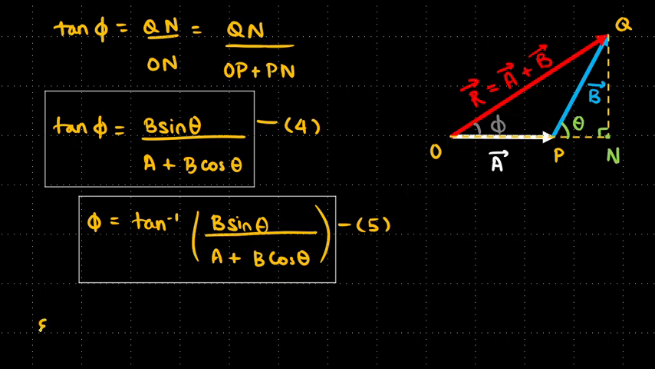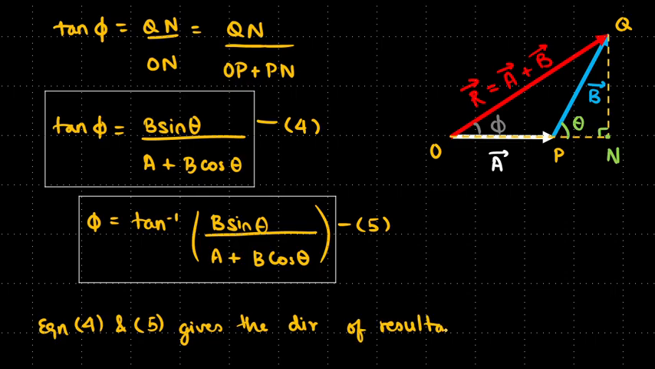And so equations 4 and 5 give the direction of the resultant vector. Truth be told, it actually represents the angle between the resultant and vector A, but the angle that it gives also helps us find out the direction of the resultant. So we got to this point.